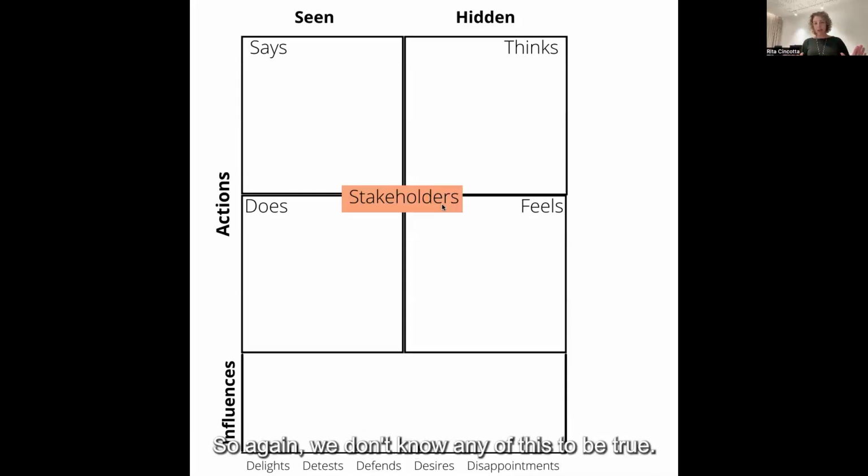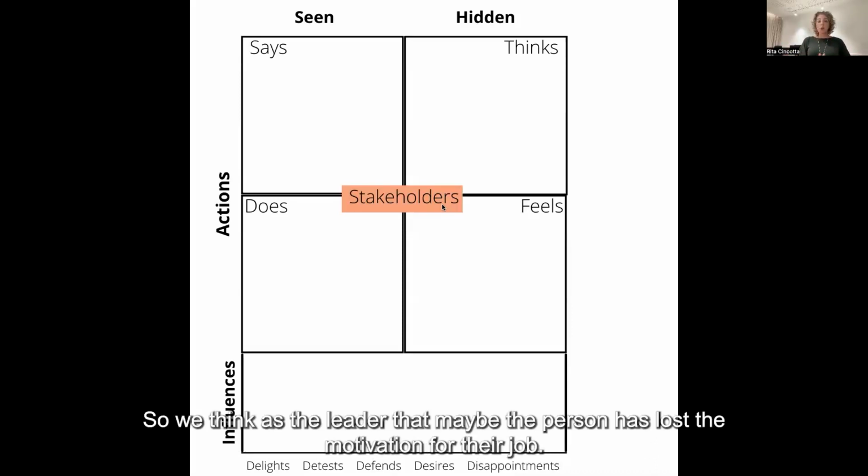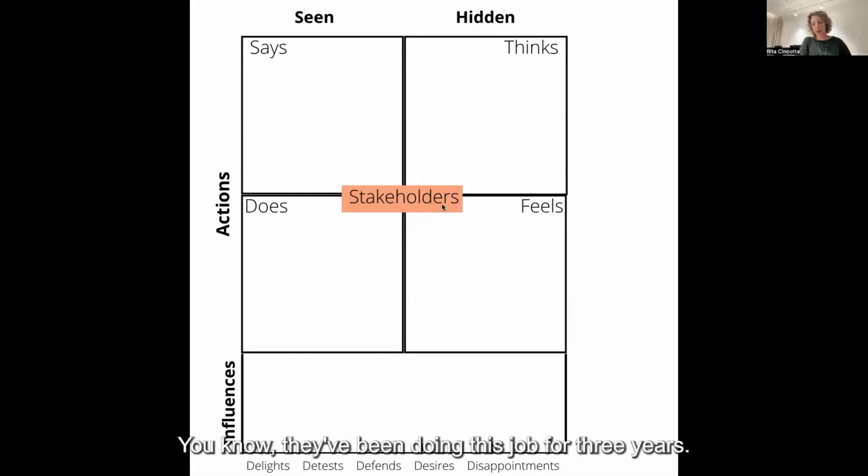So again, we don't know any of this to be true. We think as the leader that maybe the person has lost the motivation for their job. They've been doing this job for 3 years. We think that they believe it's time for a promotion. We're not ready yet to promote them. And so we think that they might have lost a little bit of motivation.